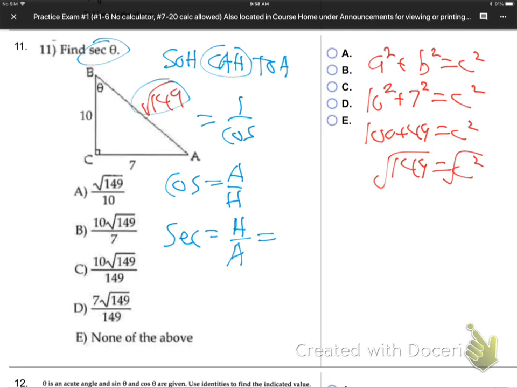Hypotenuse, so root 149 over, now adjacent, which one's adjacent? 10. Yeah, because here's theta. Adjacent means next to it, right? Like your neighbor lives adjacent to you. So this is the adjacent, this is the side opposite, and this is the hypotenuse. So the adjacent is the 10. Yeah, root 149 over 10. There it is. We got it. Good? Questions I can answer?